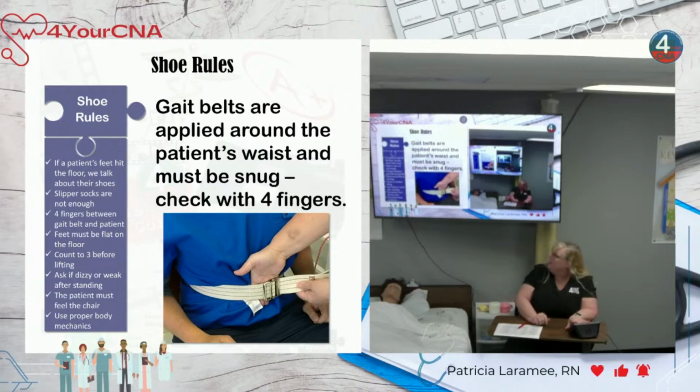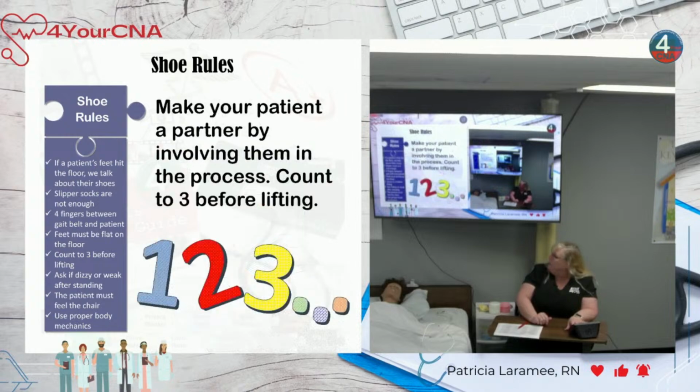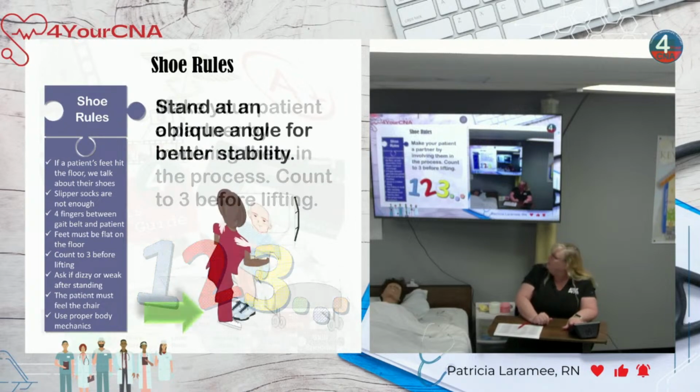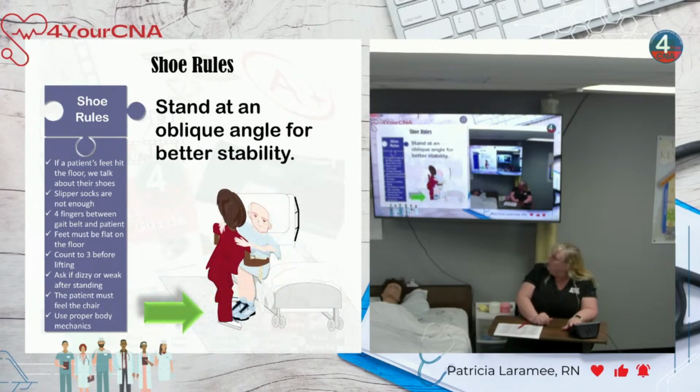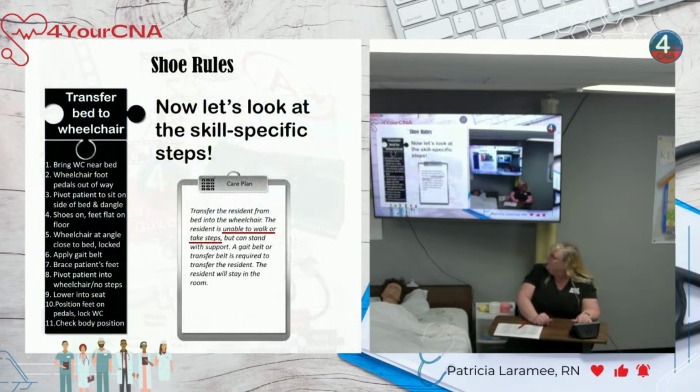Any questions? All right. So we have to verbally state that the patient's feet are flat on the floor. We're going to count to 3 before we lift them. We're going to stand at that same oblique angle for stability, holding the gait belt around the side or back. Before we sit the patient in the wheelchair, we're going to make sure they can feel that wheelchair behind them. And remember, they are unable to walk or take steps.